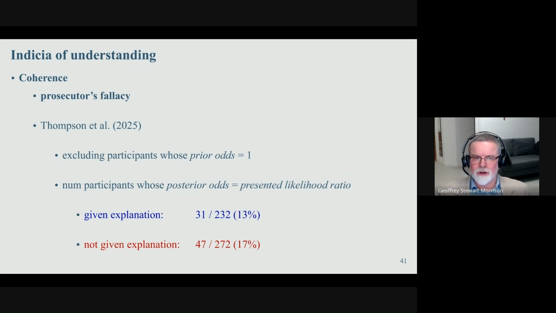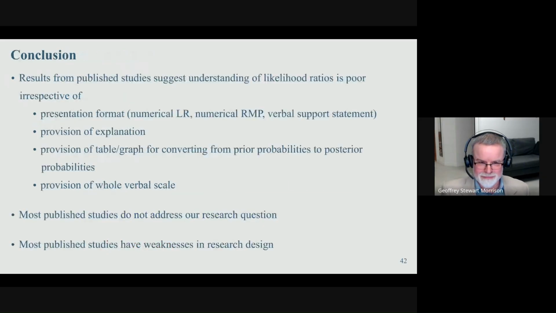So we took the data from Thompson et al. And we looked at that, and we took away the versions where the prior odds were 1. We look at posterior odds equal to presented likelihood ratio. Here are the data. We calculated a Bayes factor, and it turned out that the probability of getting these data, if there were no difference, is 1.5 times higher than if the value given the explanation were lower. So we have no evidence that presenting the explanation of the meaning of likelihood ratios helps people to avoid committing the prosecutor's fallacy. As I say, disappointing.